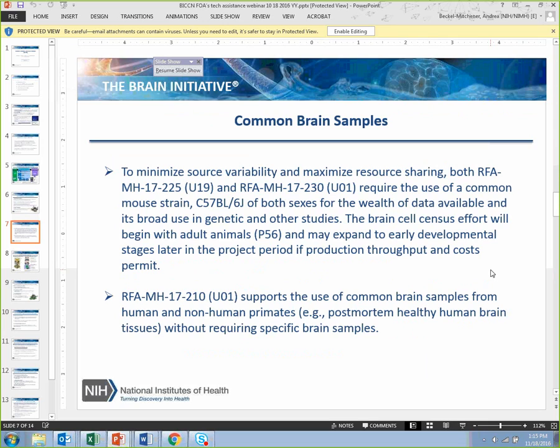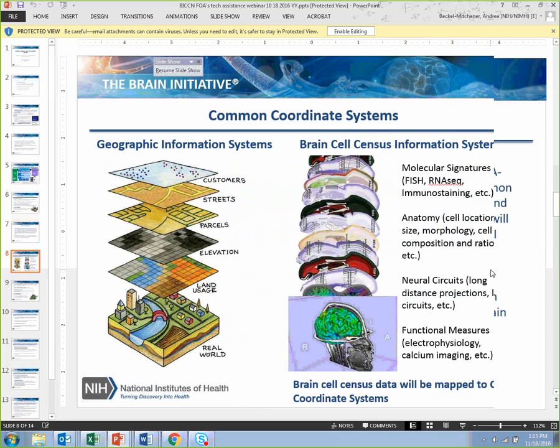The human brain U01 collaboratively supports the use of common brain samples from human and non-human primates. For example, postmortem healthy human brain tissue, but this RFA does not require specific brain samples. The four companion RFAs embrace the existing efforts of the research community, for example, the International Neuroinformatics Coordinating Facility, in short, INCF.